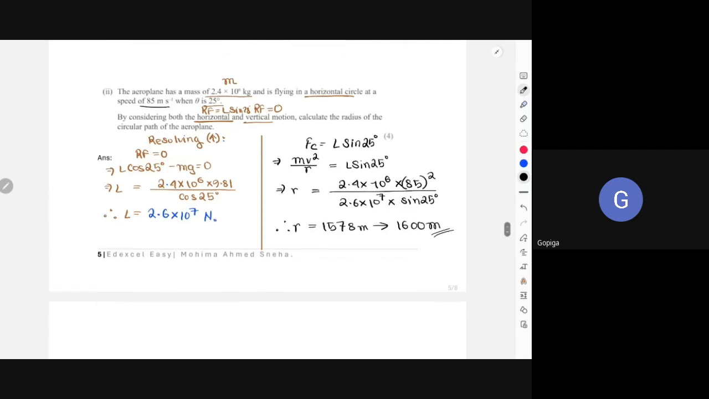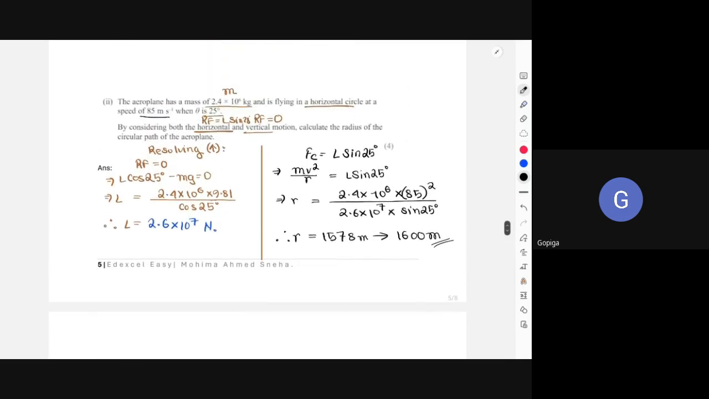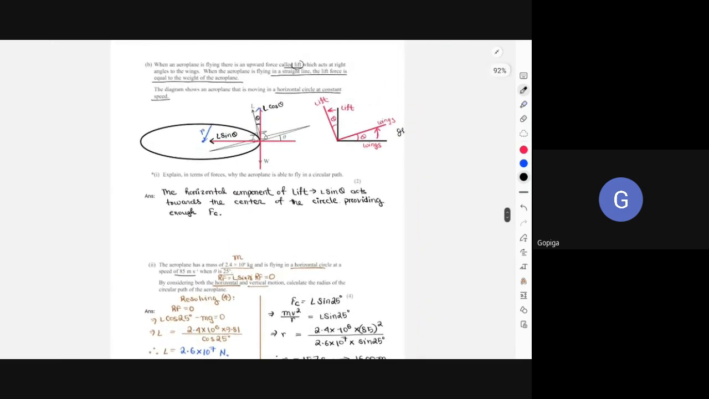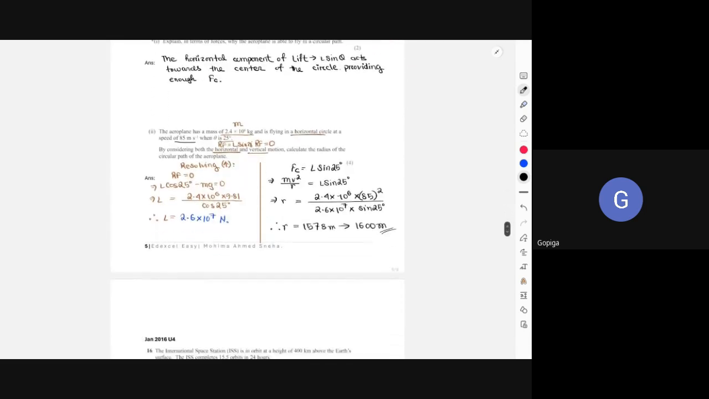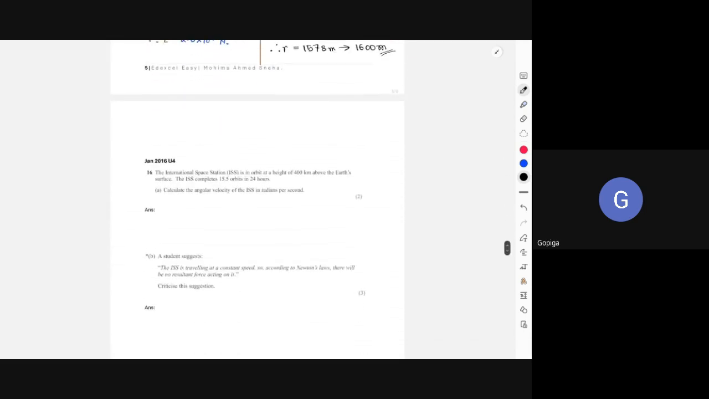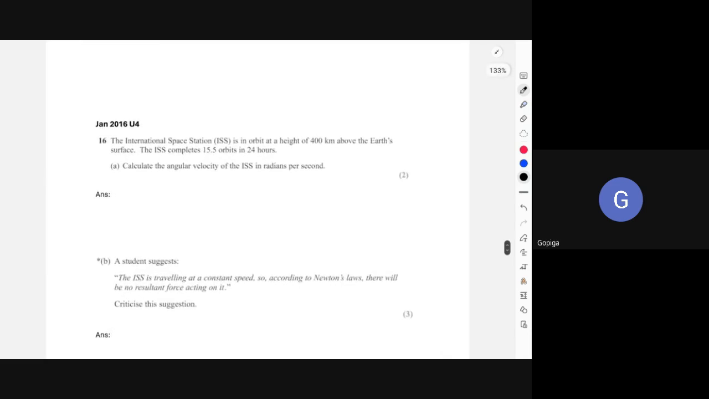Okay, I think that is it for this question. This was the end of this question. Now let's move on to the next question. It says that the International Space Station is in orbit at a height of 400 kilometers above the Earth's surface, and the ISS completes 15.5 orbits in 24 hours. We need to calculate the angular velocity of the ISS in radians per second.